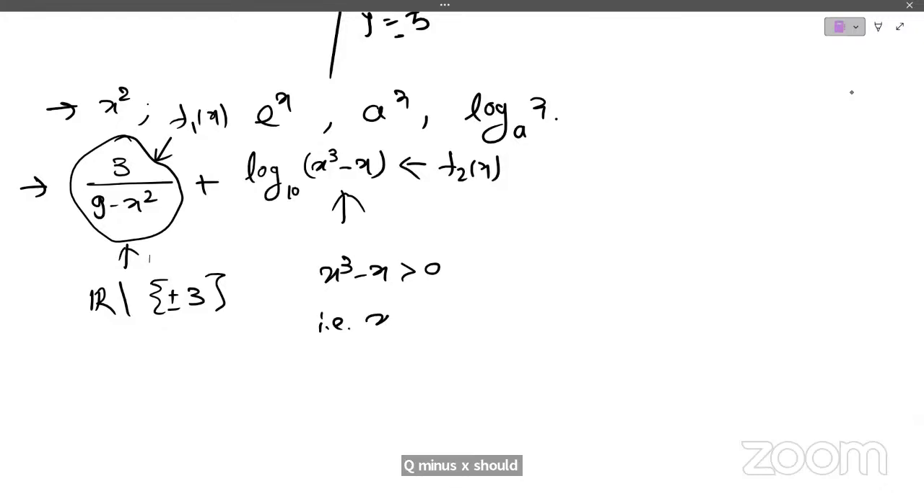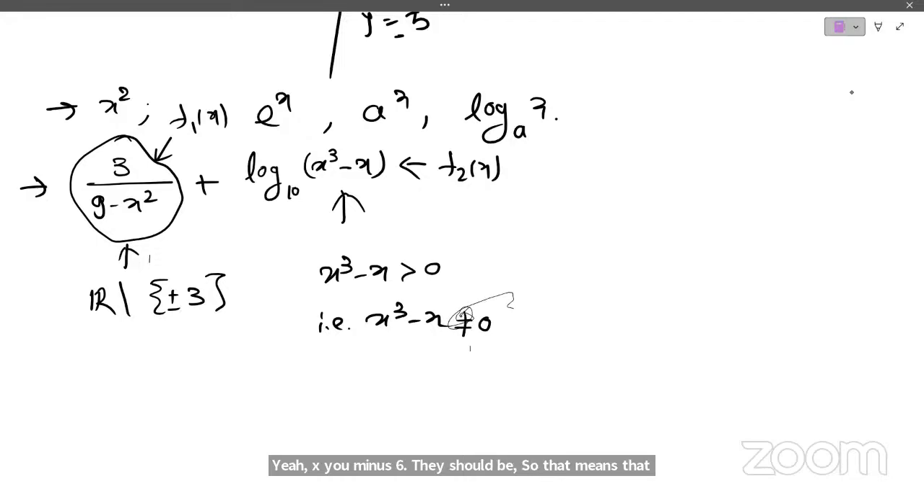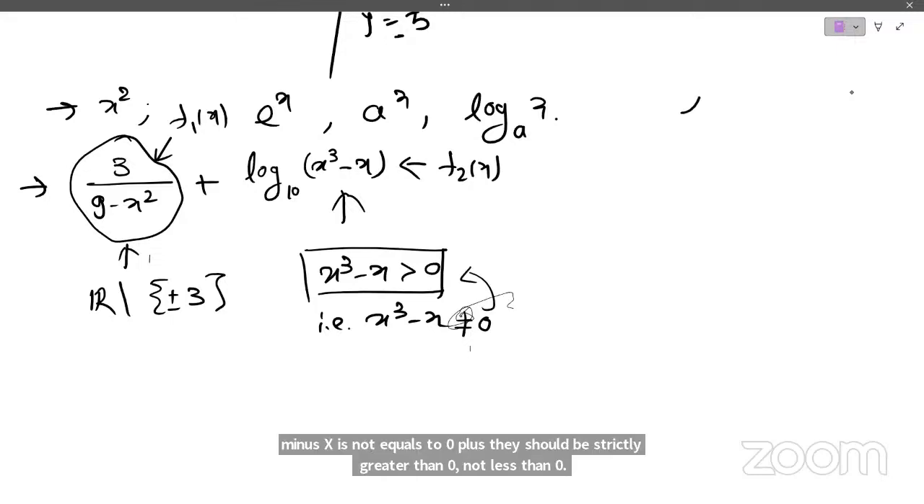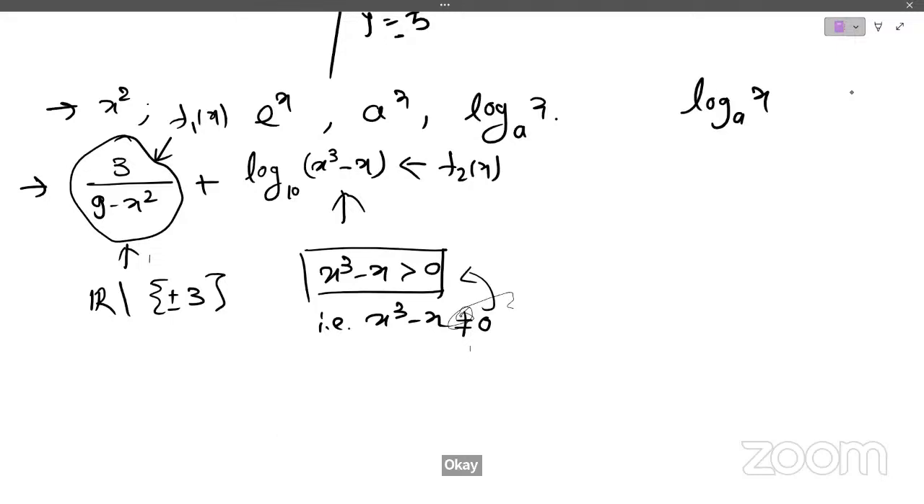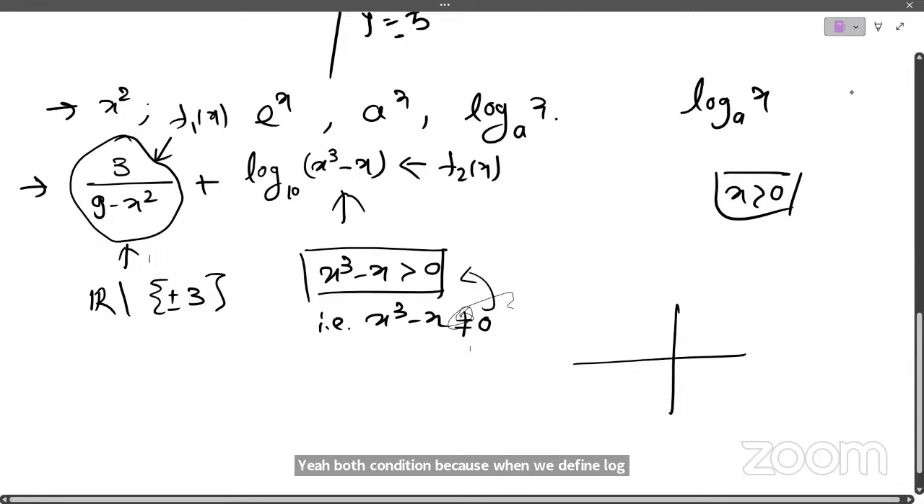So I have done it wrong here. I actually equated it not equal to 0. So you have to remove all points where x cube minus x equals 0, plus it should be strictly greater than 0, not less than 0. So both conditions would be applied. Yes, because when we define log base a of x, we need x to be strictly greater than 0.